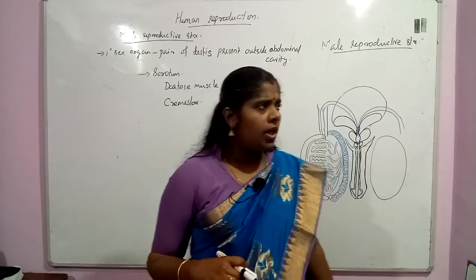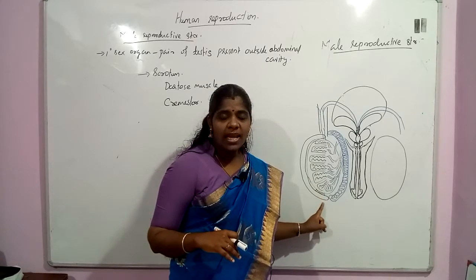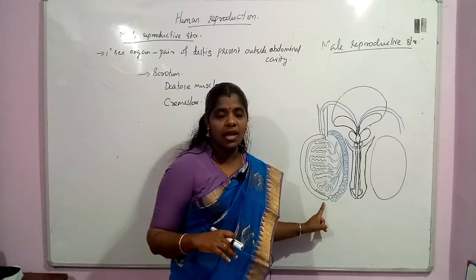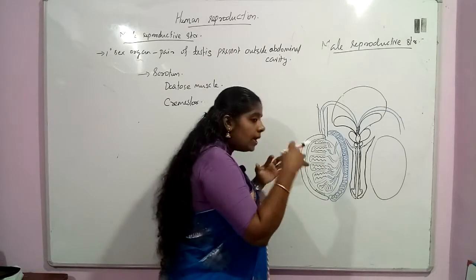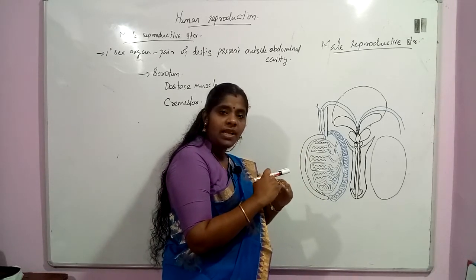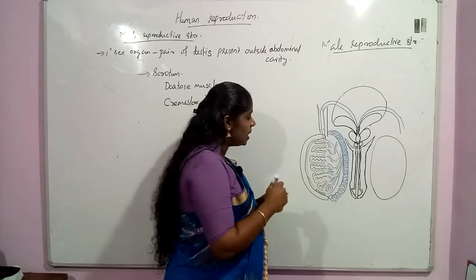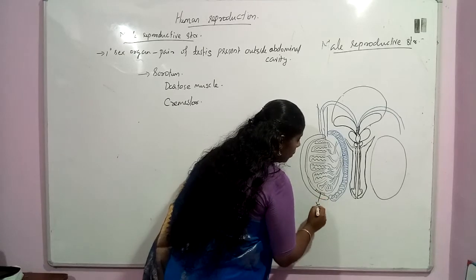Okay, now if you see the testis and scrotum, if the testis is attached to the scrotum wall, we can see a structure. The testis does not just hang there. There is a connection or a gap in between the scrotum wall and the testis, and it is maintained by a special structure called the gubernaculum.